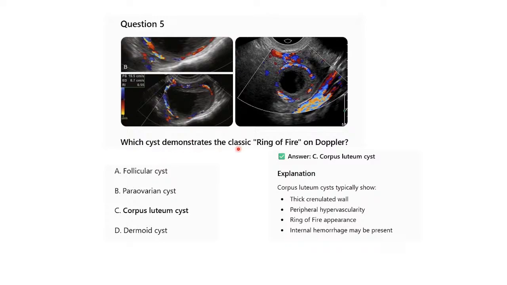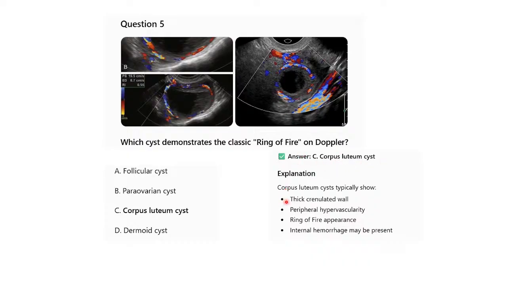Question number 5. Which cyst demonstrates the classic ring of fire configuration? We have images and videos that I have acquired. In this presentation, I'm just giving you the video so that you can appreciate in real time what was going on. Then you can come up with a diagnosis. So which is the best response there? Answer is C. This is a corpus luteum cyst.